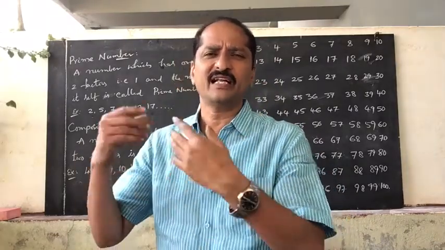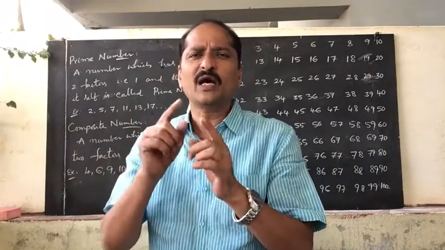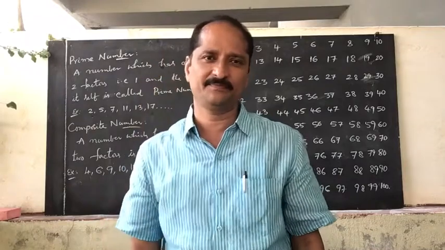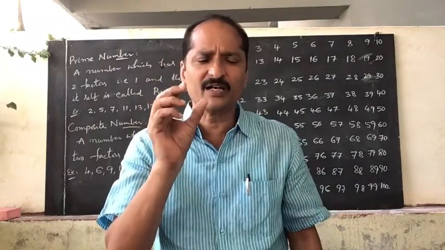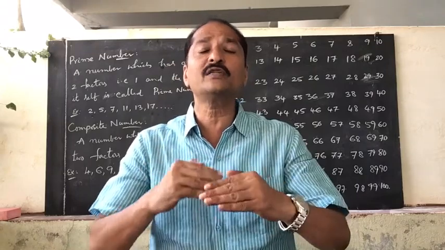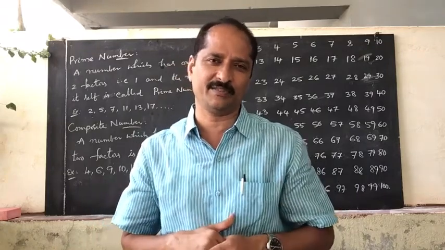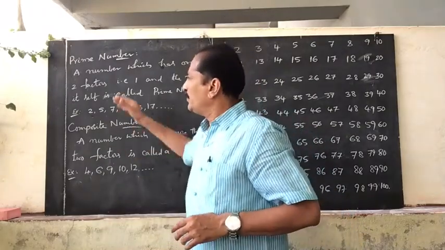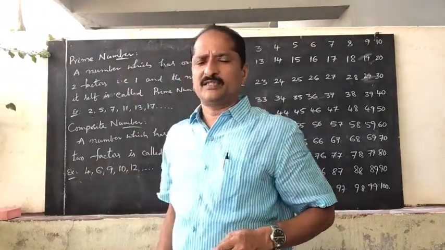4, 10, 100. If a number has one factor more than 2, that is called a prime. Composite number: 2 కన్నా ఒక్క ఫ్యాక్టర్ ఎక్కువ ఉంటే దాన్ని కాంపోజిట్ నెంబర్ అంటాం. Now what is a composite number? A number which has more than 2 factors is a composite number. Understand? So like that we can define prime number and composite number.